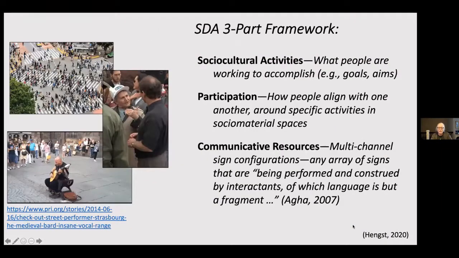I also then introduced this 3-part framework that widens our lens and provides a systematic way of observing or describing the whole rather than the parts of interaction. The framework centers on social cultural activities, in other words, what people are working to accomplish; participation, how people are aligning with one another and around specific activities; and communicative resources, the multi-channel sign configurations, which Asif Agha describes as an array of signs that are being performed and construed by interactants, of which language is but a fragment.